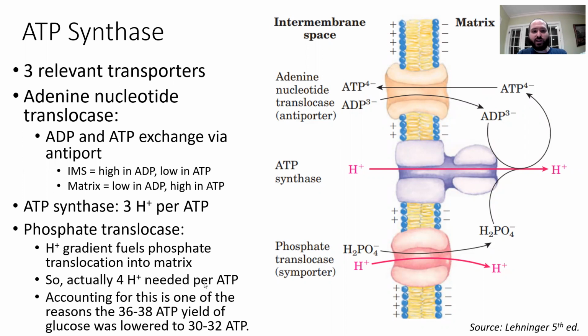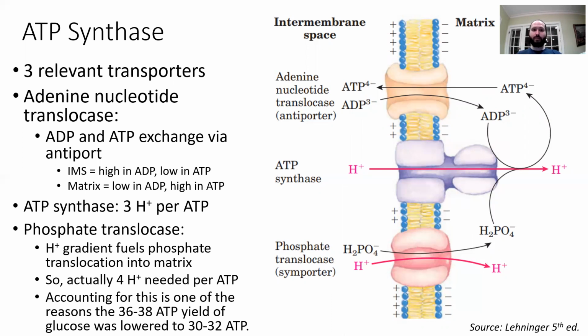So accounting for this is one of the reasons why that old 36 to 38 ATP yield of glucose was lowered to 30 to 32 ATP. Because now we're accounting for the fact that some of the H plus gradient is required to actually get phosphate into the matrix. Does that make sense?